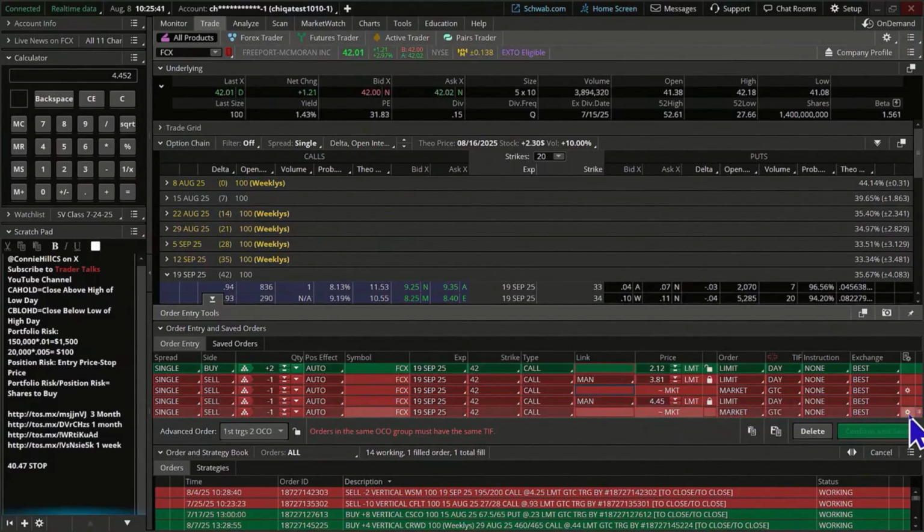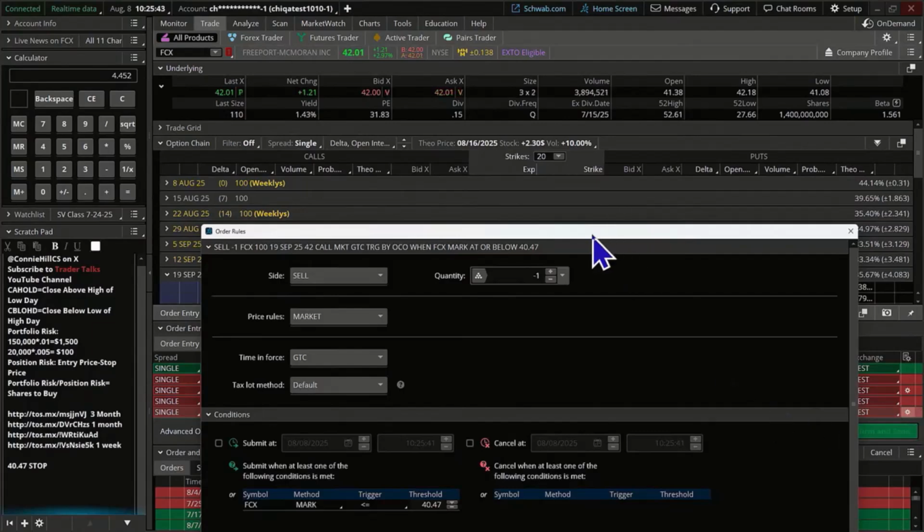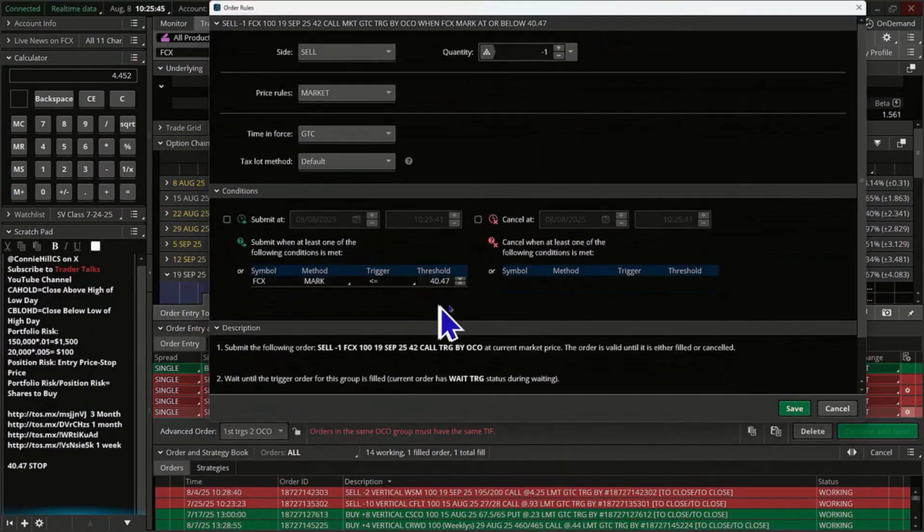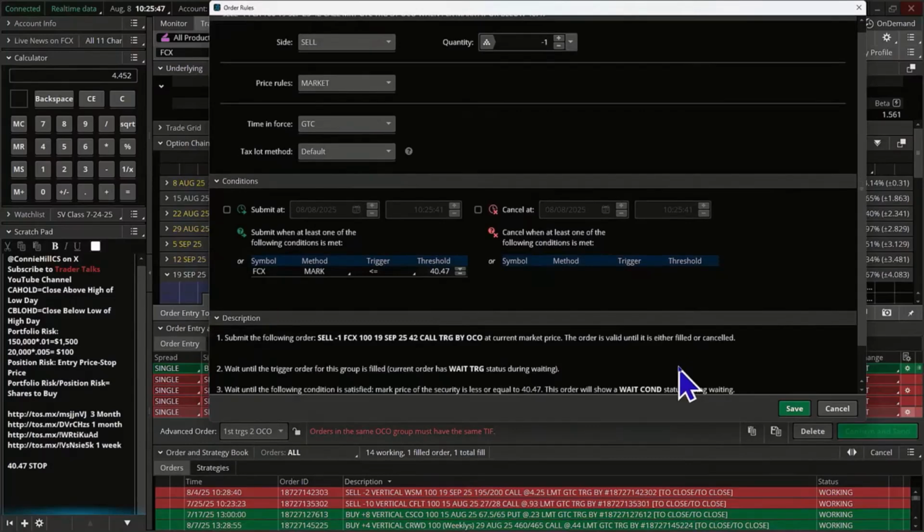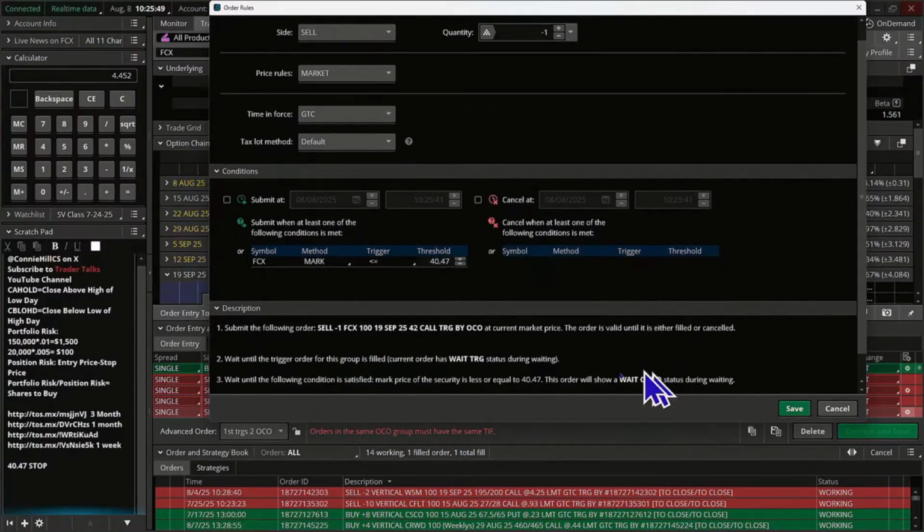Let's go make sure the conditions are in there that are appropriate. Yep, it goes down to 40.47. We need to be out of it, okay? Check your verbiage down there, make sure it says less than or equal to. Okay, so our stop, we have to put it in both spots.